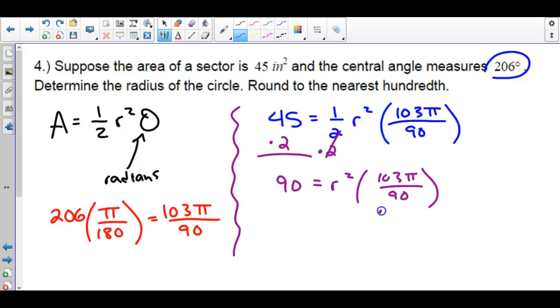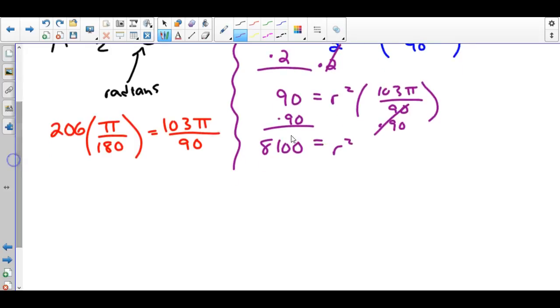So now in my next step, I'm going to do the same thing that I did there to take care of my fraction. I'm actually going to just bring the 90 over by multiplying. And that's going to take care of this. Again, 9 times 9 is 81, so 90 times 90 would be 8100. And that's going to be equal to, now I have r squared times 103 pi.